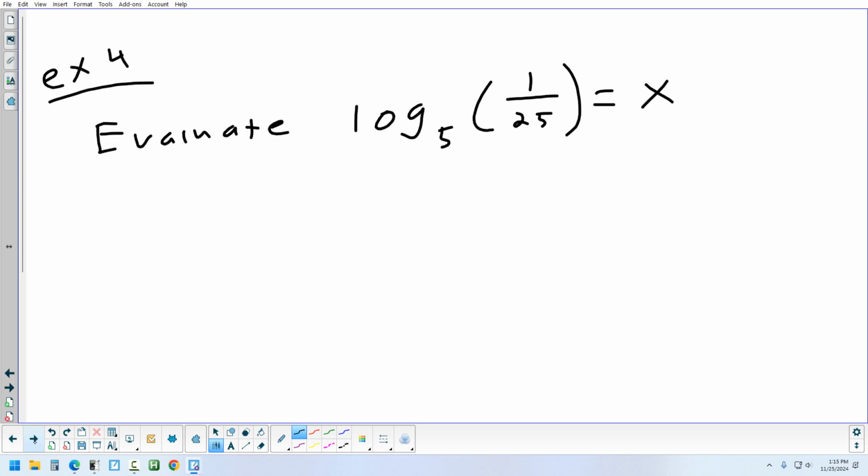So now this one is to evaluate, to figure out what x is. When you're done, you're going to have x equals, and then I want a number. What format is that equation in? Log form. So let's change it to exponential. What is my base? 5. 5 to the x. The exponent is going to be an x, equals 1 over 25.